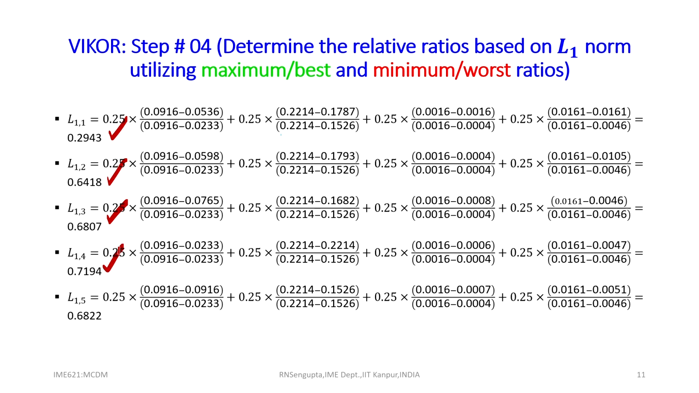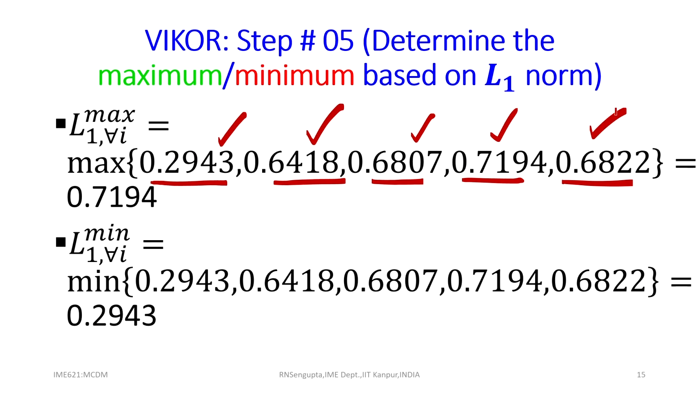6807, 7194, last one is 6822, 6822. I find out the maximum here, I will mark in red. Similarly, the values for the minimum, they are the same values, from them I find out the minimum which is 0.2943.